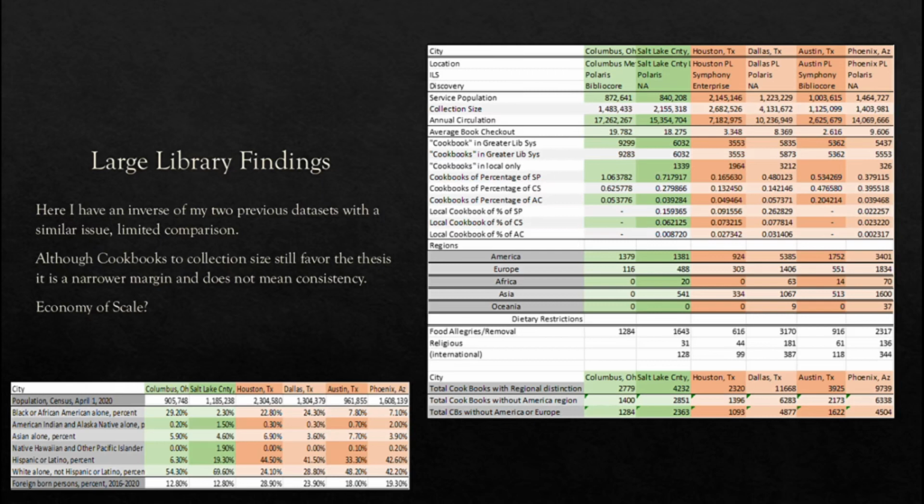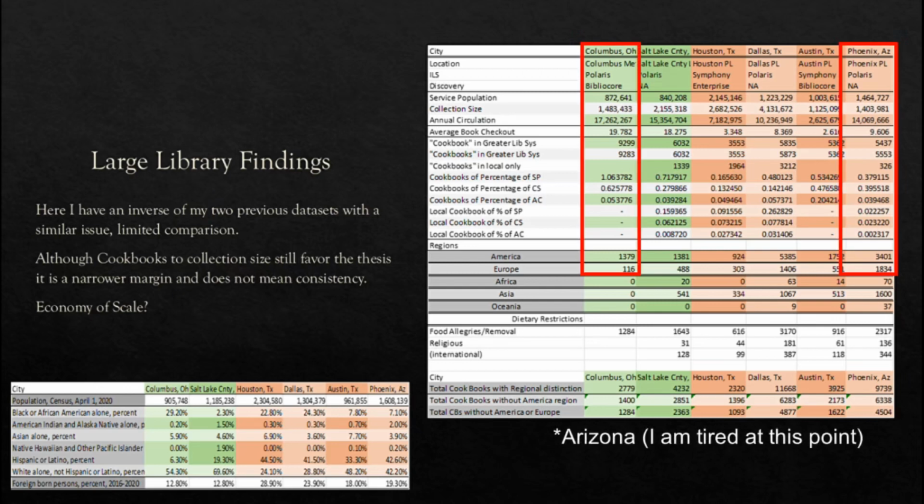So one potential issue that I think is occurring here is that economies of scale are coming into play, and that is suppressing the differences. The clear distinction in the small and medium-sized libraries doesn't appear as readily because of the larger budgets. Although if we compare Columbus, Ohio and Phoenix, Texas, which have a similar collection and annual circulation size, we do see that the hypothesis still holds true.